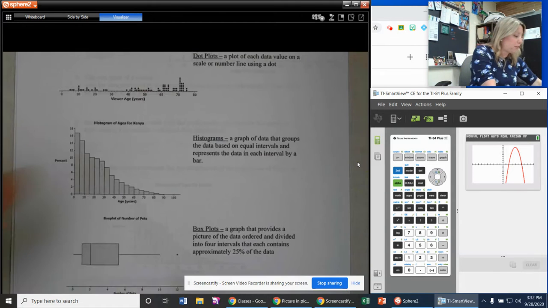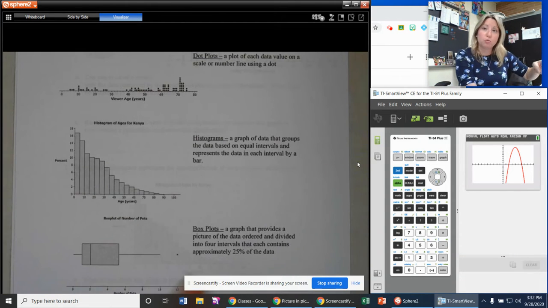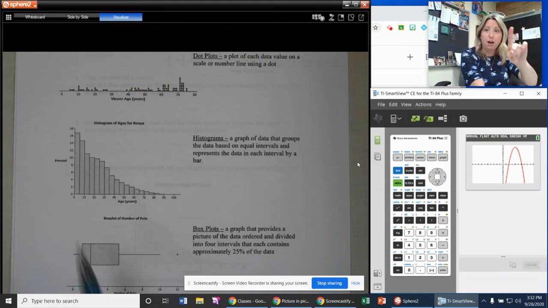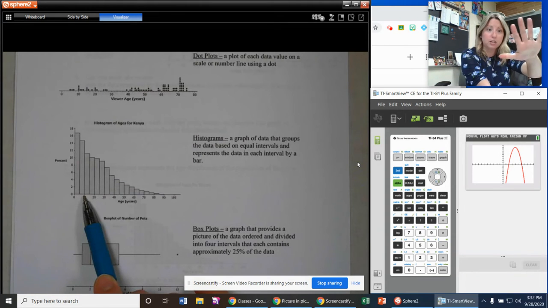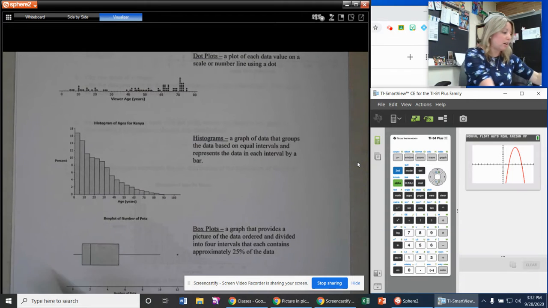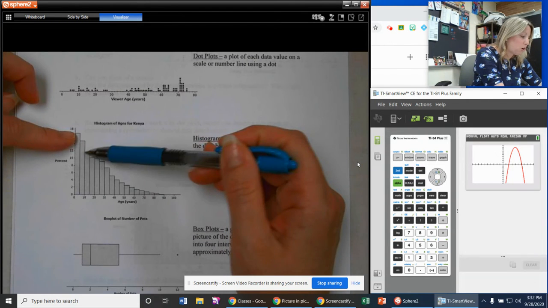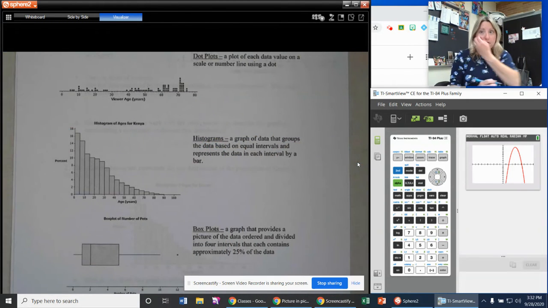So, for example, this one has 0, 1, 2, 3, 4, 5 pieces of data in it. The next one has 5, 6, 7, 8, 9, 5 pieces of data in it. Then it starts again at 10, 11, 12, 13, 14, 5 pieces of data potentially in it. And so that's why the bars are always exactly the same width. And that's what's a little bit different about a histogram versus an actual bar graph.